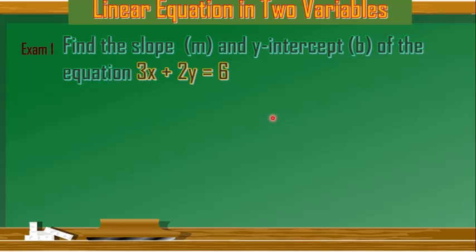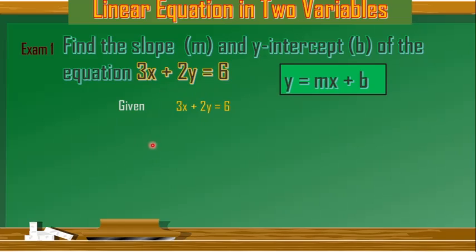Okay, let's try this problem. Find the slope and y-intercept of the equation 3x plus 2y equals 6. To find the slope and y-intercept, you have to convert this to slope-intercept form because this one was written in standard form. So, what is the first step in converting this to slope-intercept form? First, you have to write the given. This is the given.